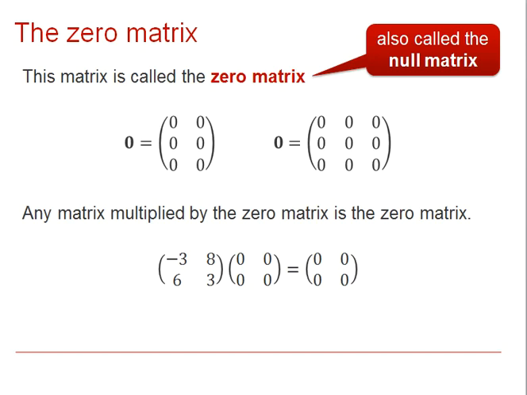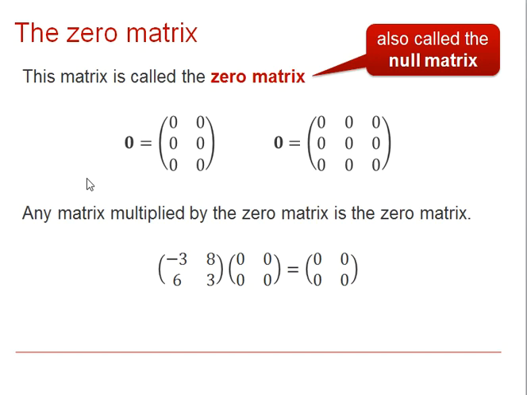Where all the cells in a matrix are 0, then we would call this the zero matrix. Some people also call it the null matrix. Any matrix multiplied by a zero matrix gives the result of the zero matrix. In this sense, the zero matrix acts like a 0 in normal arithmetic within matrix multiplication.